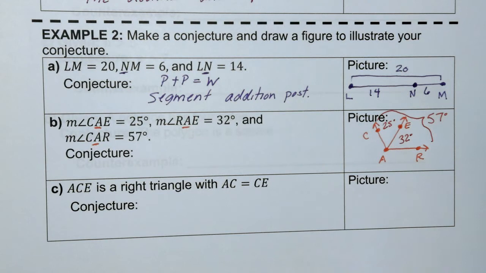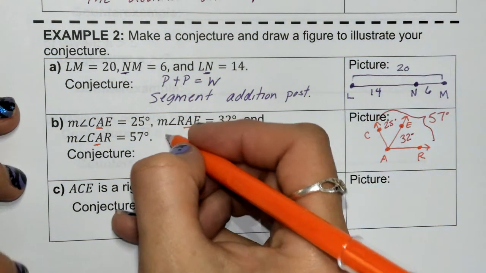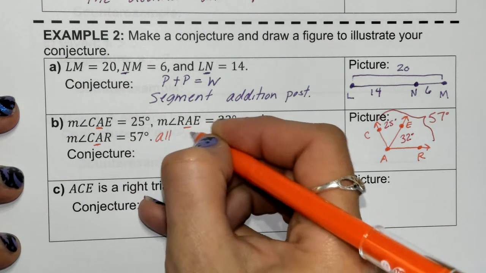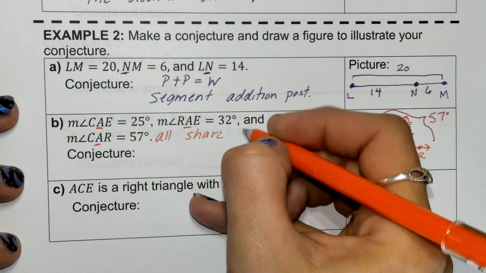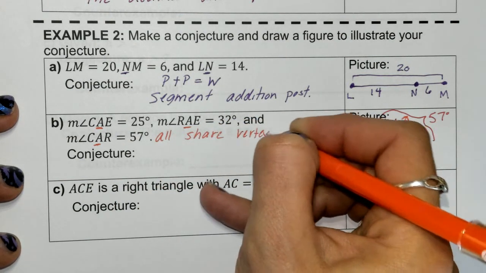So here, I had a really nice conjecture thrown out that I was not expecting. It was that all three angles share vertex A. And that is a conjecture. They gave us more information that we can use to make another conjecture, but I really liked that. So we can say all share vertex A.